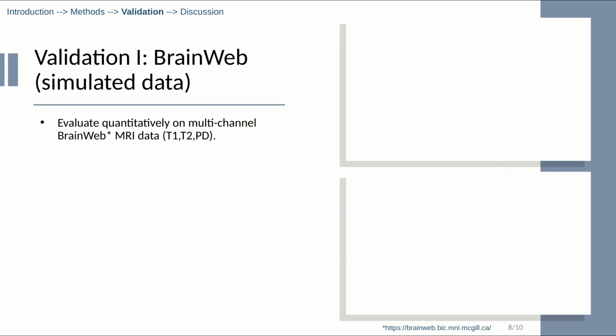We perform two types of validations to see how our proposed cost function behaves. The first validation is done on BrainWeb simulated data. We simulate a multi-channel image that has a T1, T2, and PD weighting, 1 millimeter isotropic without noise and intensity non-uniformity.